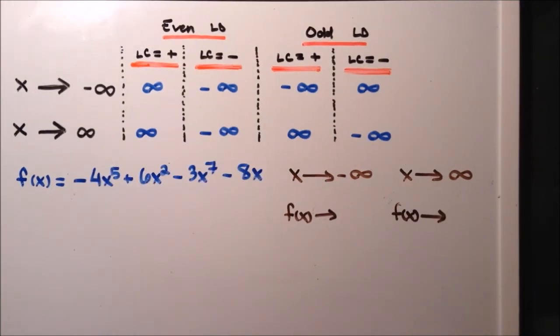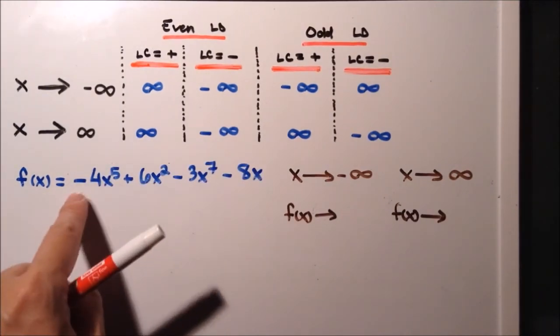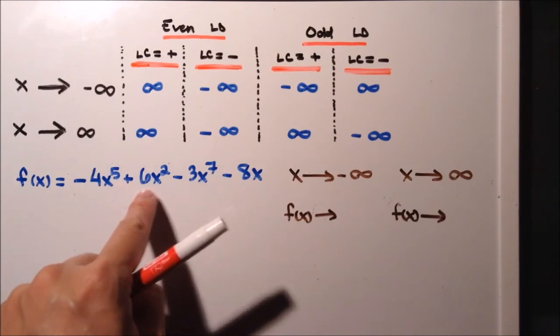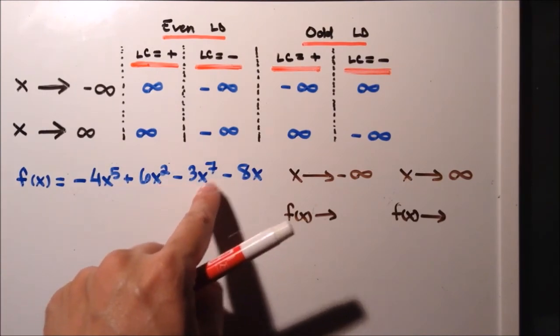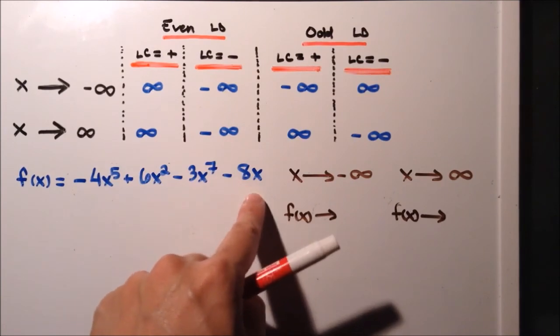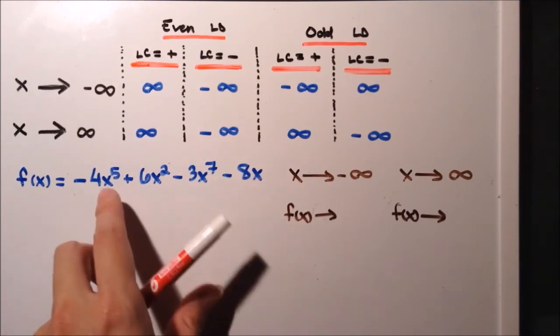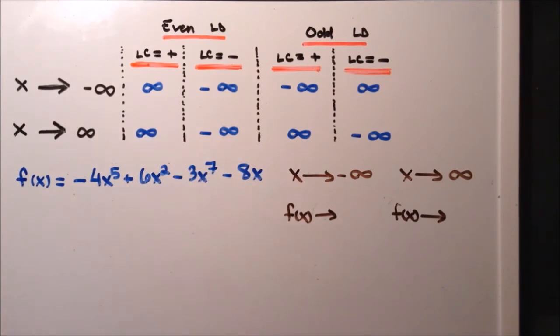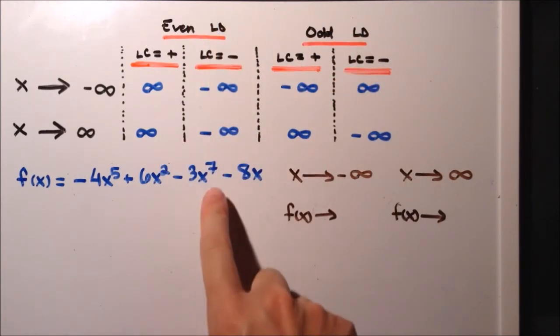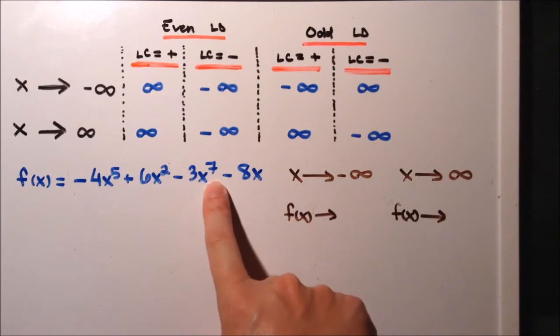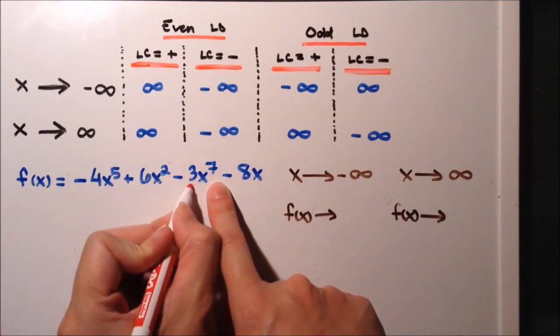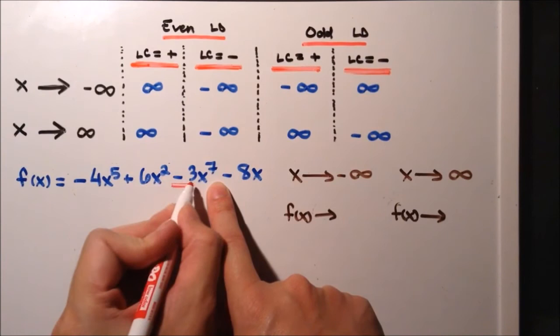In our third example, we have f of x equals negative 4x to the fifth plus 6x squared minus 3x to the seventh power minus 8x. Now here, the exponents are not in order, but again, leading degree means highest exponent. So we see that the seventh is the highest exponent, so we're going to focus on the leading coefficient, negative 3.